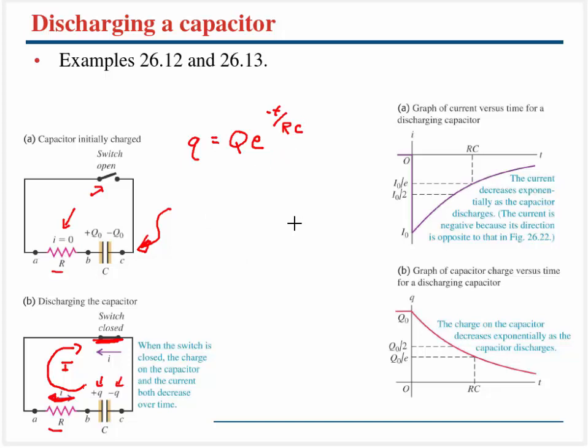Similarly, we could take a look at what the current would be. Here it's showing the current to be negative. You're going to have some initial current that's going to be very large, and then it's going to become smaller and smaller. So we could write our current to be equal to the initial current multiplied by e to the negative time divided by RC.